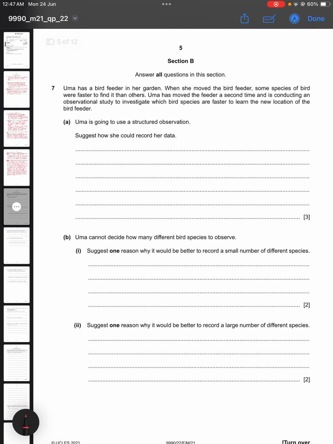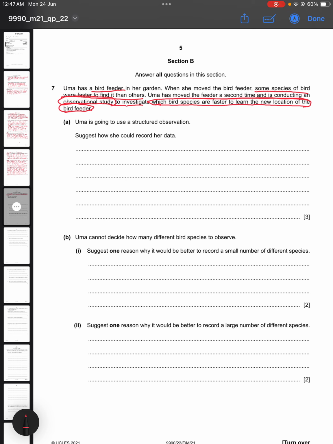Now from section B, question number 7 says, Uma has a bird feeder in her garden. When she moved the bird feeder, some species of bird were faster to find it than others. Uma has moved the feeder a second time and is conducting an observational study to investigate which bird species are faster to learn the new location of the bird feeder. So observation is her research method, and the aim of her study is to investigate which bird species are faster to learn the new location of the bird feeder.